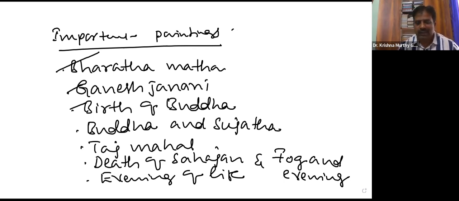Taj Mahal, Death of Shah Jahan, Evening of Life, Fog and Evening were the prominent paintings of Abanindranath Tagore. Especially the Bharata Mata painting created an enthusiastic atmosphere across India. It created more awareness about the growth of national consciousness in those days. This is the common image across India with the agitators.